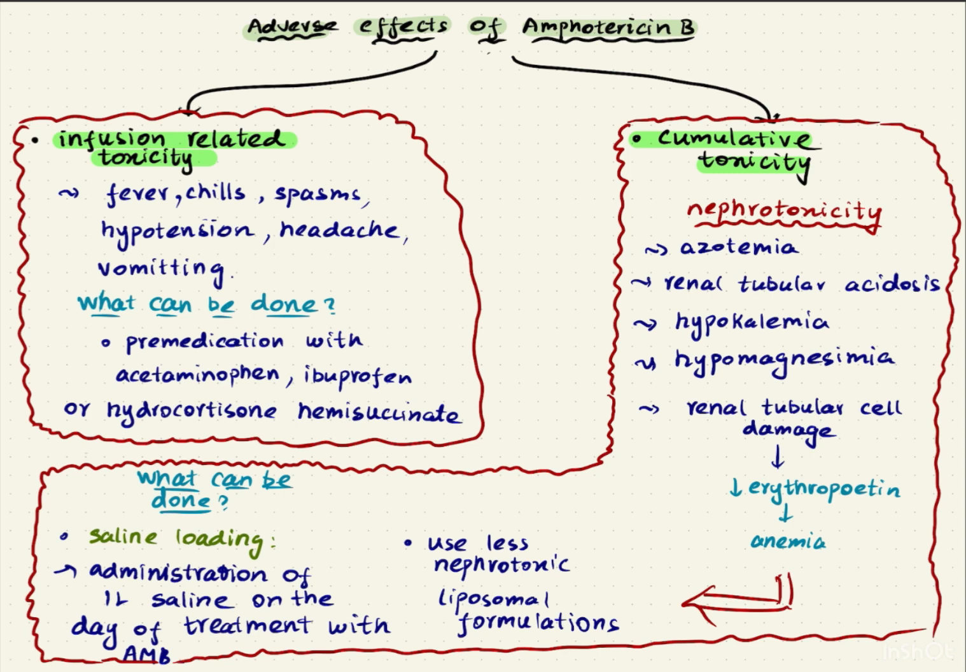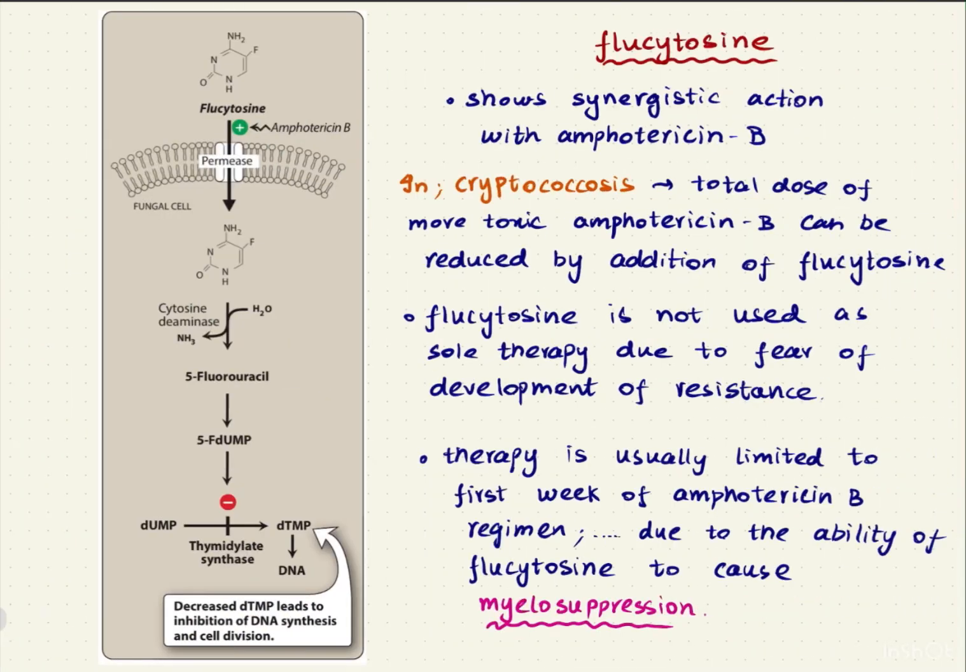So what can be done? We can use a less nephrotoxic formulation. That is, liposomal formulations are less nephrotoxic, so liposomal amphotericin B can be used. Or saline loading can also be done. Saline loading means administration of 1 liter saline on the day of treatment with amphotericin B. If the patient is able to tolerate that 1 liter of fluid load, then administration can be done, and this also reduces the nephrotoxic side effect of amphotericin B. Now, let us see something about flucytosine.